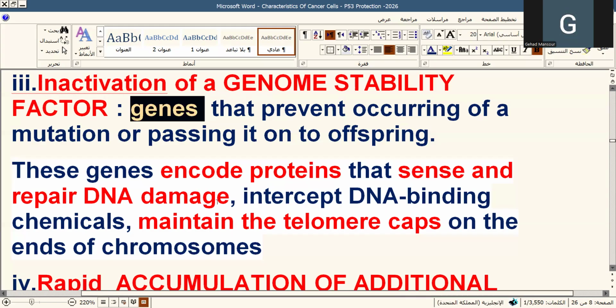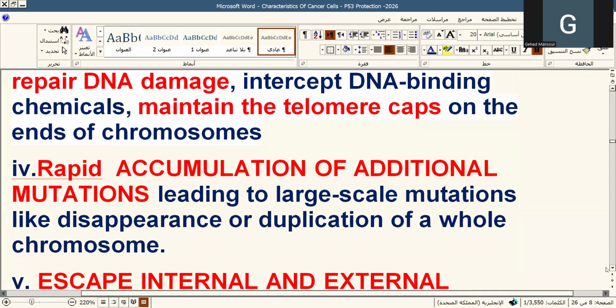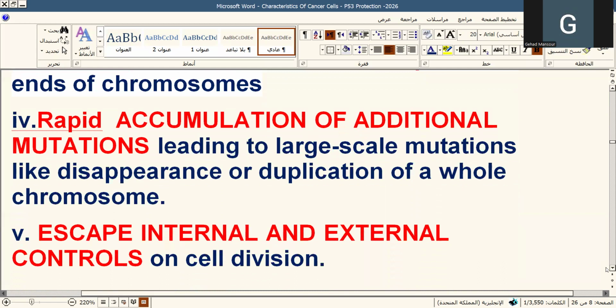They will try to repair this DNA damage, and they will also maintain the telomere cap on the end, because if you maintain the telomere cap, then you prolong the life of the cell and you allow the cell to continue dividing without undergoing senescence. So it's not only about the first mutation or the second mutation or the third mutation, but it's about repetitive accumulations of those mutations and additional mutations, leading to a very large scale mutation in the cancer cell.